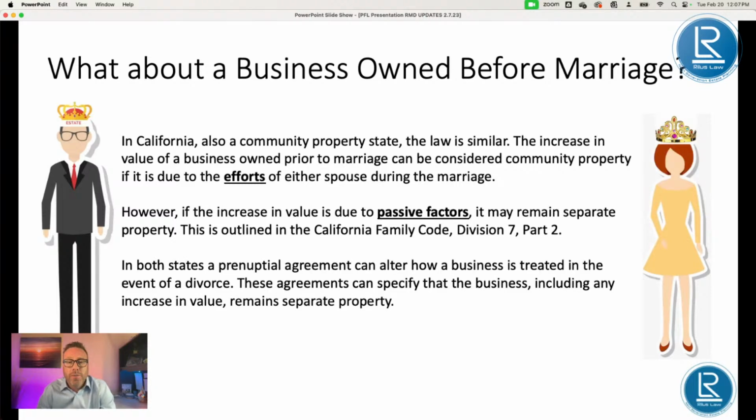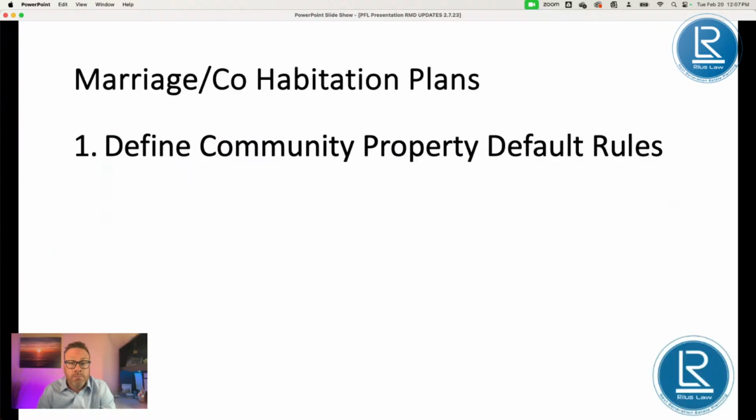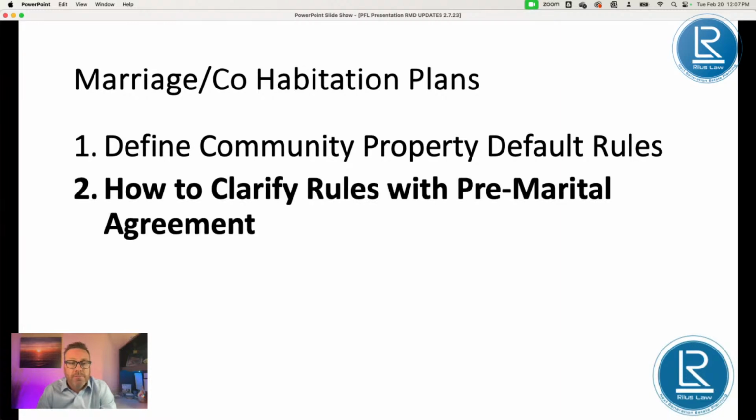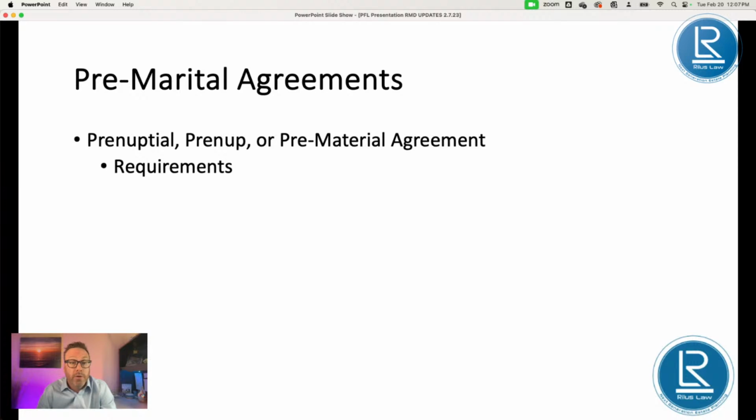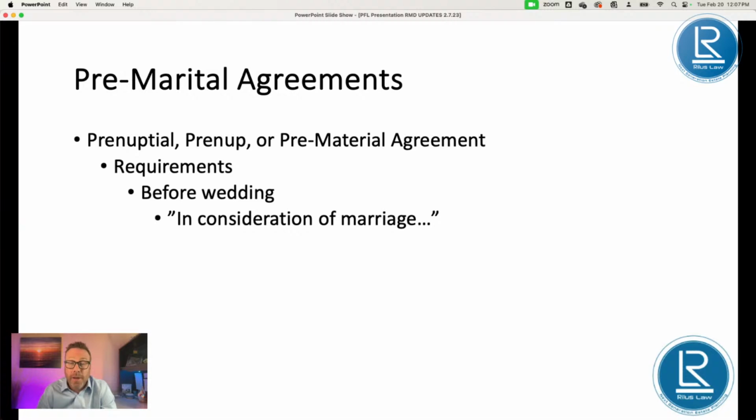So a prenuptial agreement is a good idea to opt out of those default rules. So let's take a look at how you do that. We just defined the community property rules. That was fun. Now let's look at premarital agreements. Premarital, prenup, means before the wedding, in consideration of marriage. Doing the agreement before marriage is the consideration.